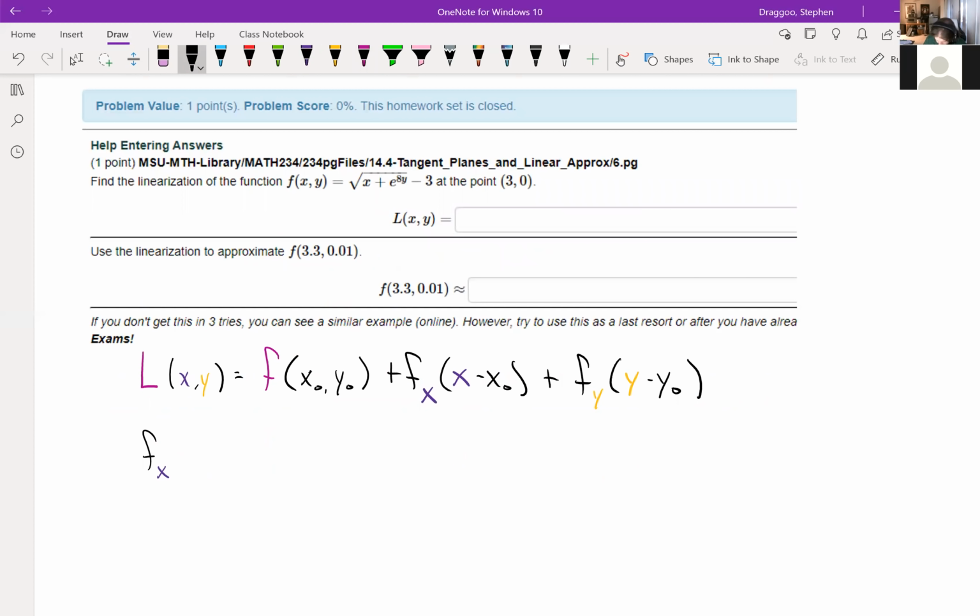F partial x of xy should be whatever I get if I take the square root of that thing, starting by taking the derivative of a square root. I'm going to get 1/2 times the square root piece, so x plus e to the 8y, times the derivative of the inside. It's 1/2 times 1. Yeah, derivative of x is 1. I'll just put that in purple.